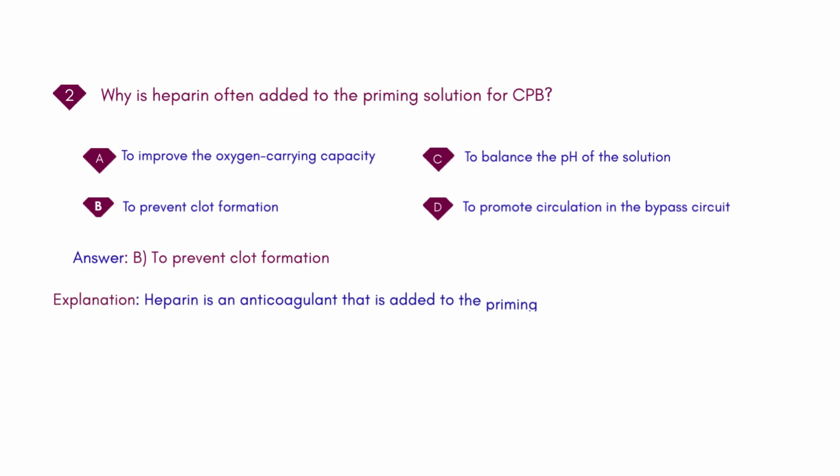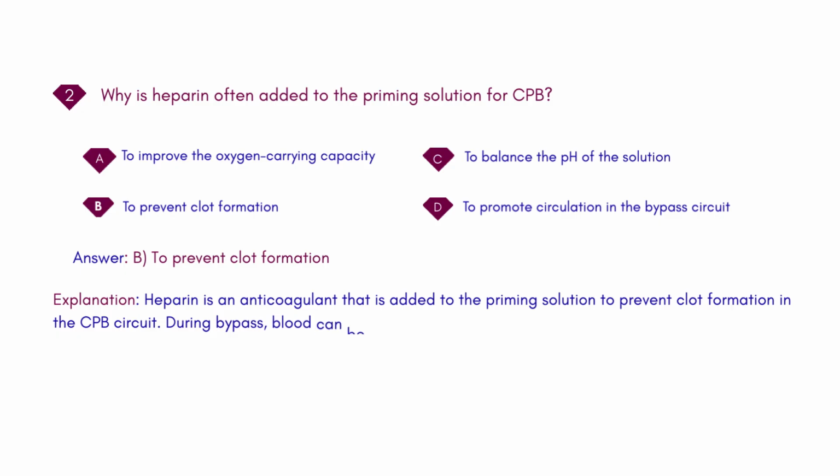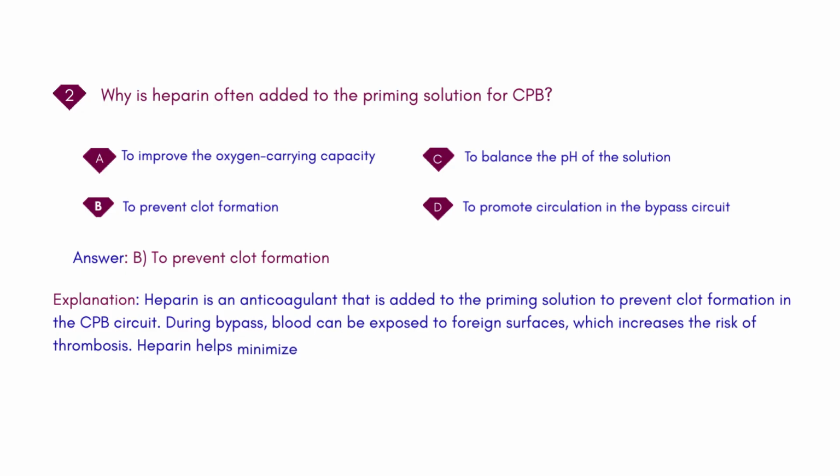Explanation: Heparin is an anticoagulant that is added to the priming solution to prevent clot formation in the CPB circuit. During bypass, blood can be exposed to foreign surfaces, which increases the risk of thrombosis. Heparin helps minimize this risk by inhibiting clotting factors.